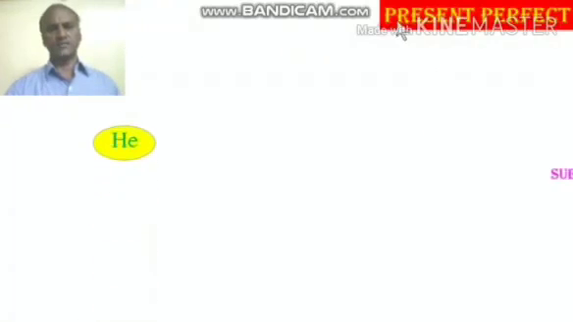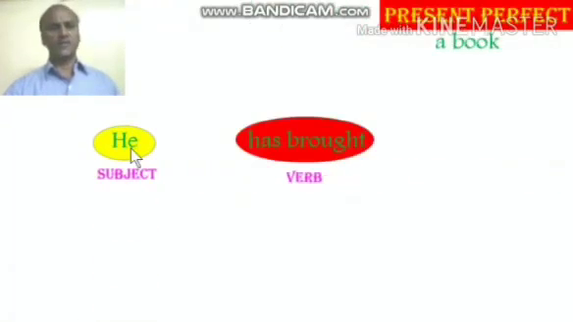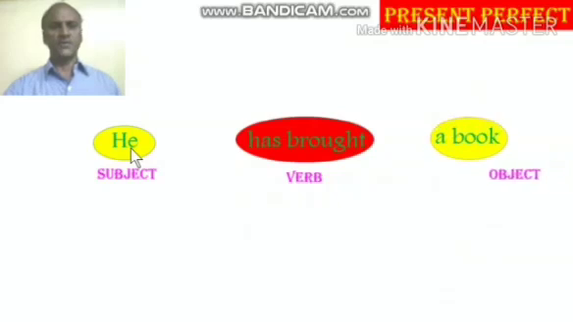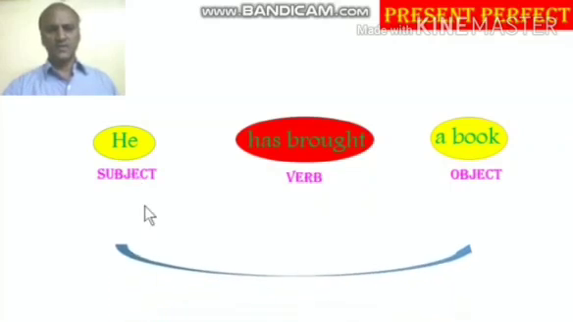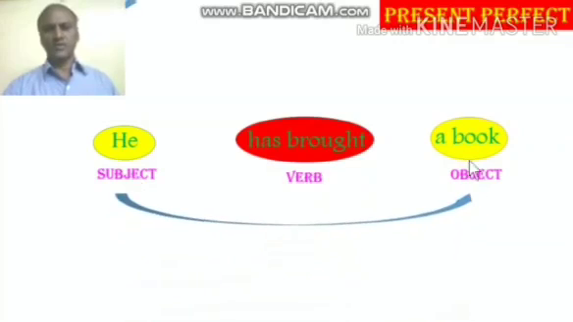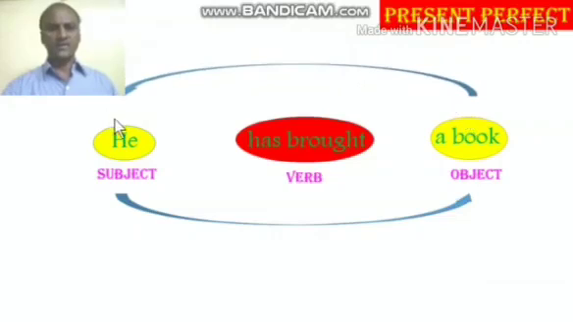Sixth division is present perfect. We don't have a passive form for future continuous. So, present perfect: he (subject) has brought (verb) a book (object). So again, subject, verb, object, we have identified the three elements in this active form. And what is the next step? The second step is to change the subject into object and then make the object the subject. That is the second step you have to follow.